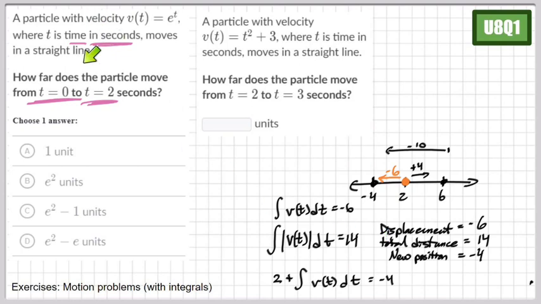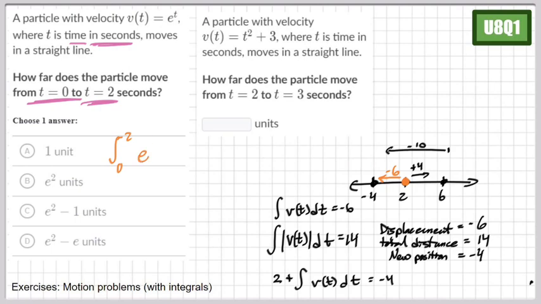This one's honestly kind of hard for me to understand what it wants here. It says the particle has this velocity. How far does the particle move? That makes me think it's displacement, but I'm also thinking that could mean total distance. So I think I'd just call this one a bad question. But anyways, let's go from 0 to 2 and figure this out.